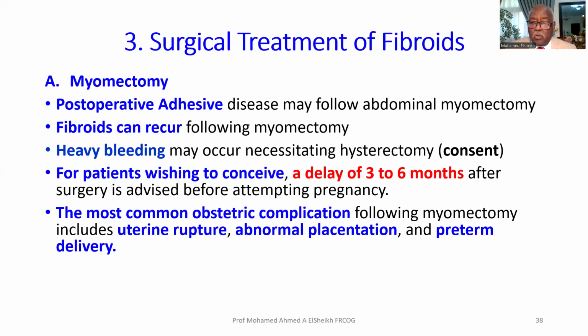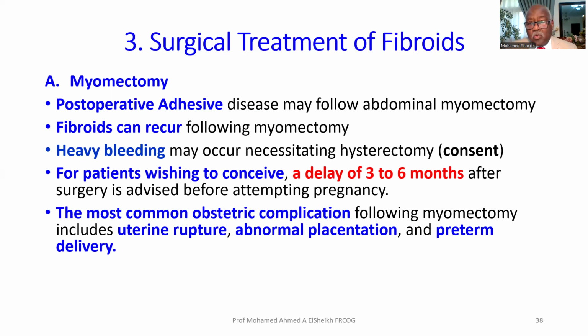If you are doing a myomectomy, these are the possible complications: post-operative adhesions. And here the importance is that doing an abdominal myomectomy may result in adhesions that may result in tubal blockage and may result in infertility, tubal factor. So you have to be very cautious about that. You have to tell the patient, if you are doing it for infertility, that though it may improve the chances of getting pregnant, yet she may have some complications of adhesions.